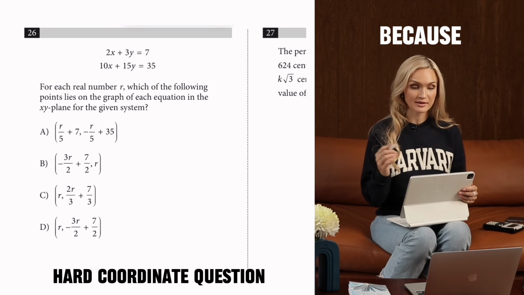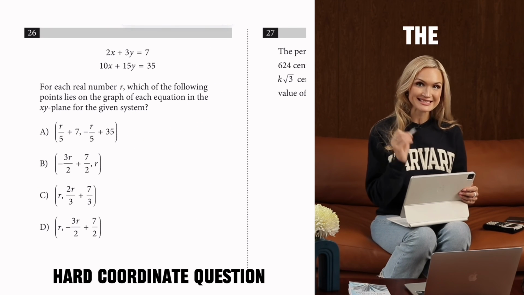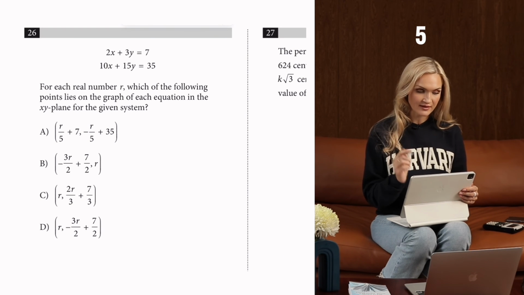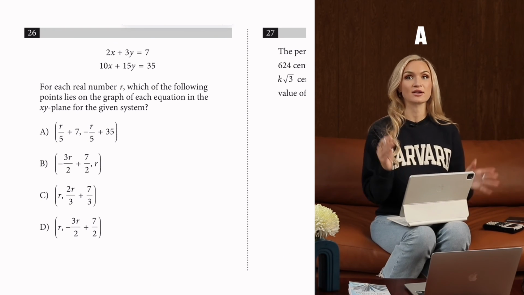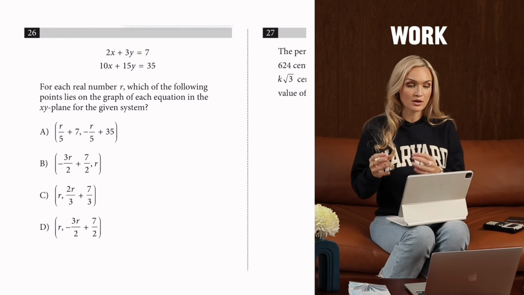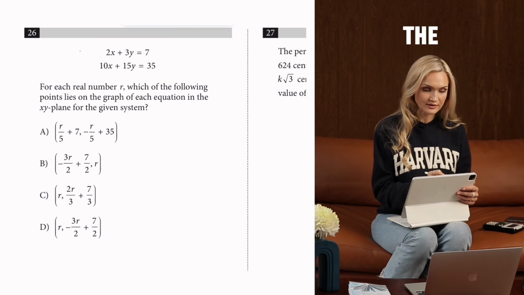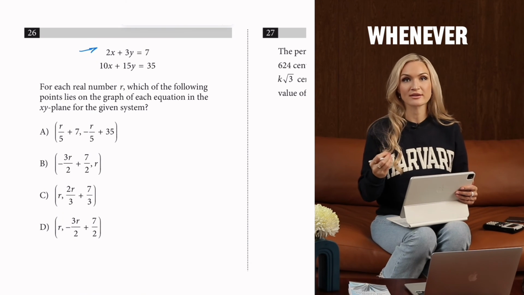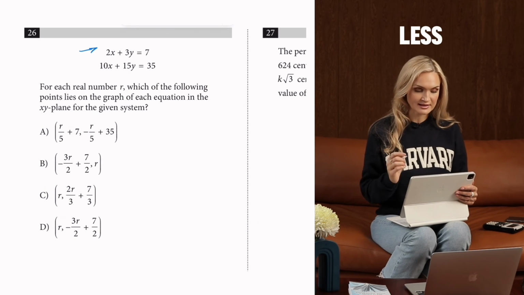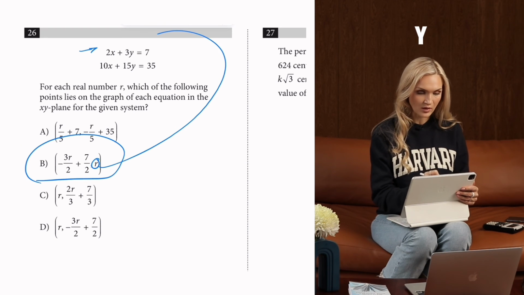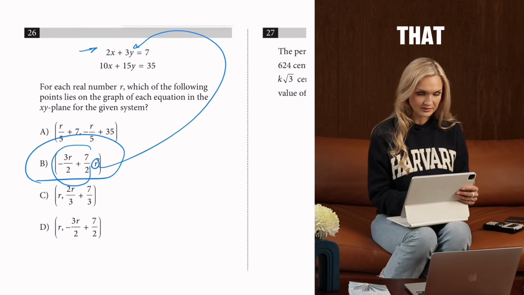26 does look confusing because it is. The first equation is the same exact thing as the second equation, simply multiplied times 5. We just need to find a coordinate that would work when we plug it into the equation. It's the same equation, so I'll just be plugging it into the first one. A lot of students lose it whenever they see variables. To make it less scary, let's take a look at B. If R is something we would plug in for Y, this would be something that we would get for X. And then that would be a true statement.